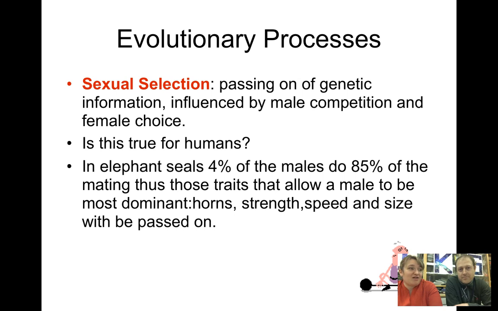If I'm a female, I'm going to pick the best guy that I think is going to give me the strongest kid so my kids survive. And I'm not consciously thinking that, but that is what my sexual selection process has been built to do. So for example, in elephant seals, which have fierce fights for females, only 4% of the males actually do 85% of the mating. So you're only passing on a really small portion of the genes. It better be top-notch genes.